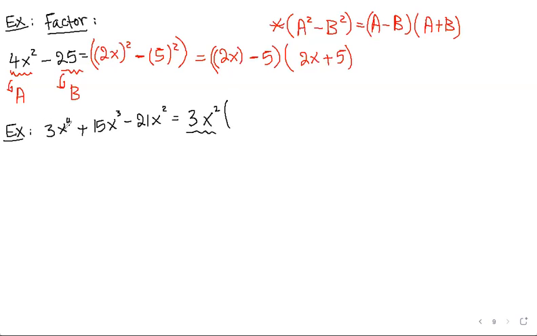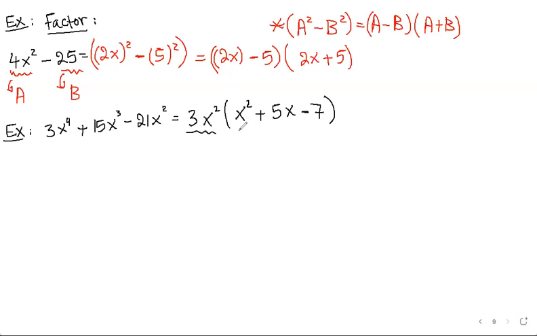Now I divide this by that, and what do I get? x squared, exactly. Plus 5x. Minus 7. Exactly, Martin. x squared plus 5x minus 7.